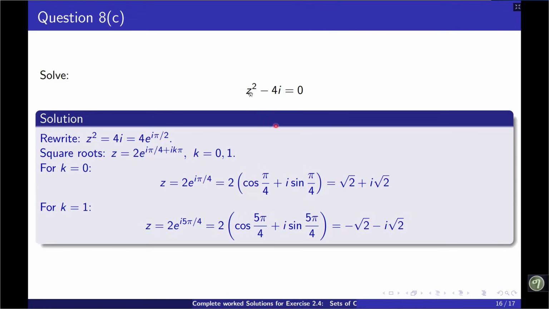So the two possible roots of this equation are radical 2 plus i times radical 2 and negative radical 2 minus i radical 2.